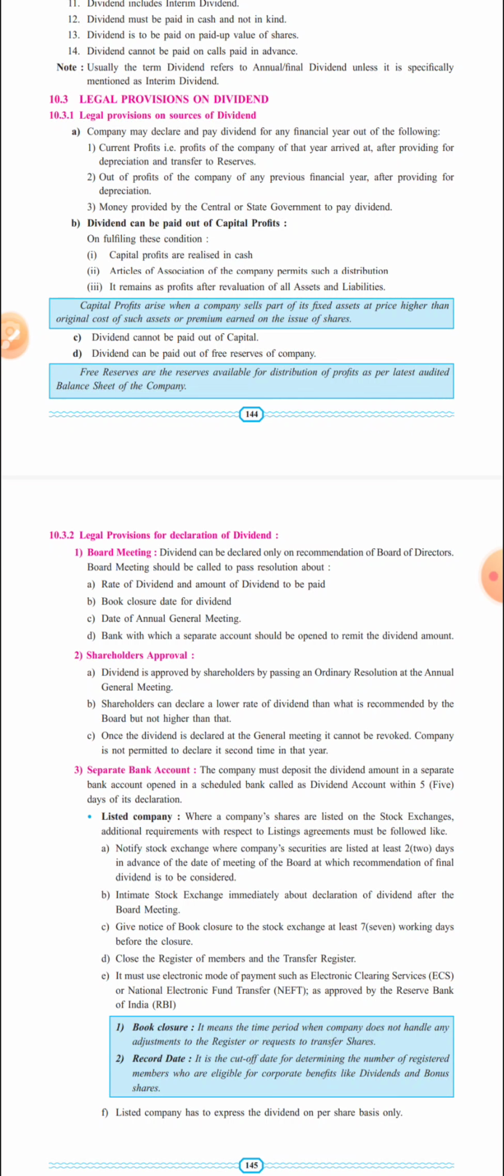So the next part is legal provisions regarding declaration of dividend. The first provision is legal provisions on sources of the amount of dividend. Each and every company pays dividend. Then what is meant by dividend? Dividend is the part of profit which is distributed among the shareholders in respect of their shareholdings.